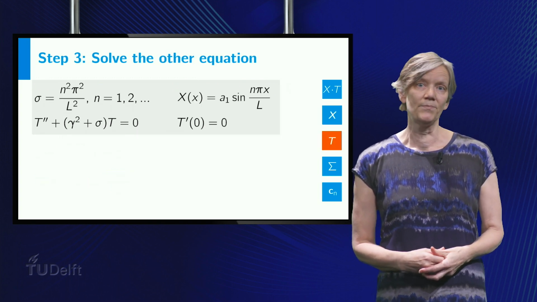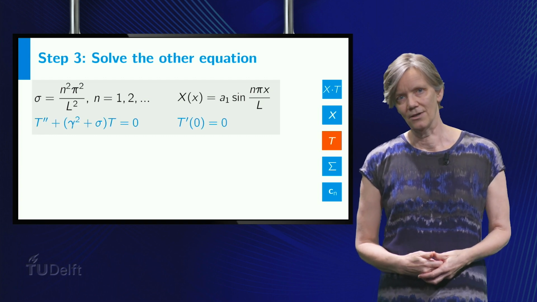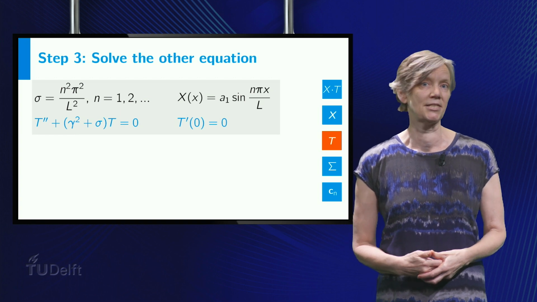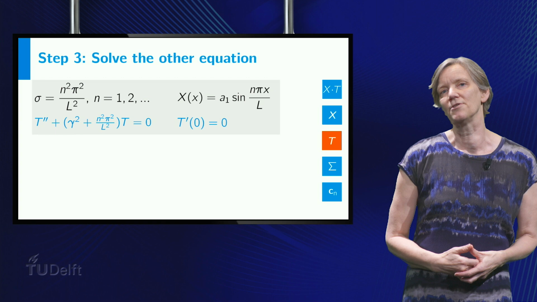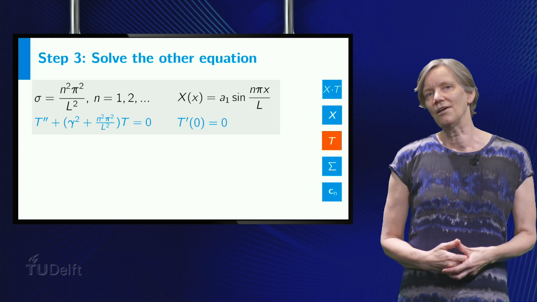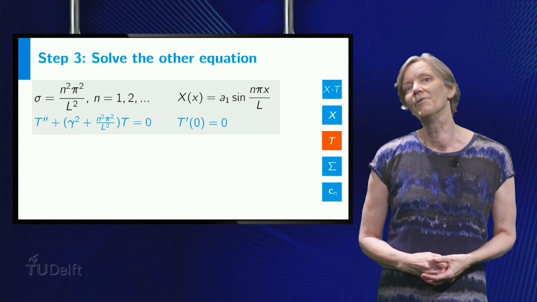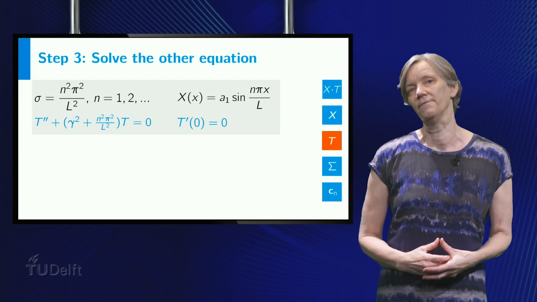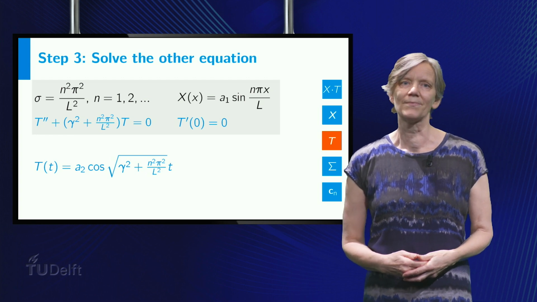Now the third step, solve the second equation. In our case, the equation for T. Of course, we are only using the values of sigma where there are non-trivial X. Calculating T for trivial X is a waste of time. This ordinary differential equation has cosines and sines as solutions. When we apply the homogeneous condition for T, the solution for T is a cosine. The amplitude of T is again undetermined.